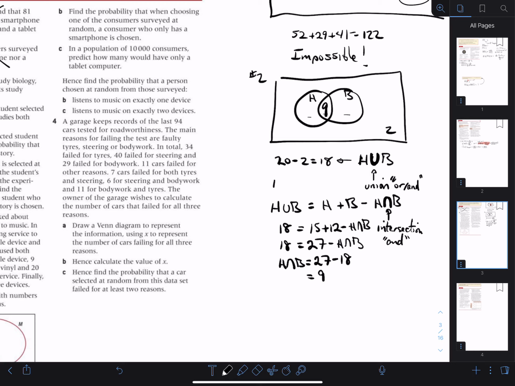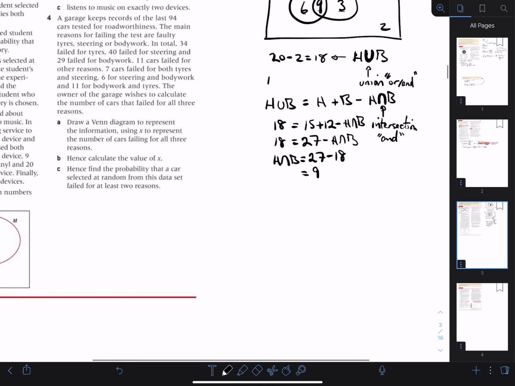That means that in history there were how many? 15. So there's got to be 6 here that only take history. That adds up to 15. And in biology, there were 12, so there's got to be 3 here that only take biology. And if you add all these numbers up, it should add up to 20 because there's 20 people in total. And that's true. So you can check your work.